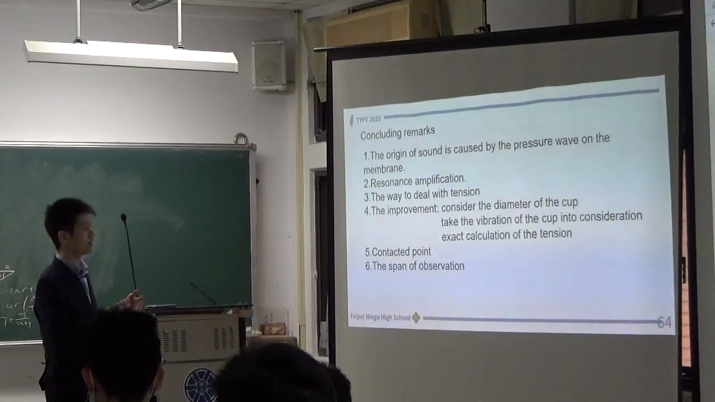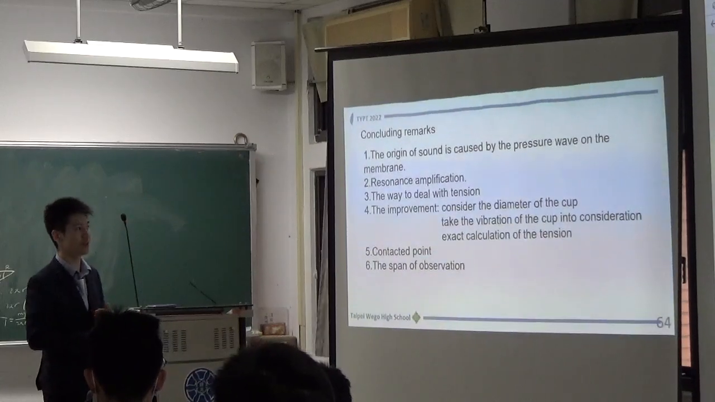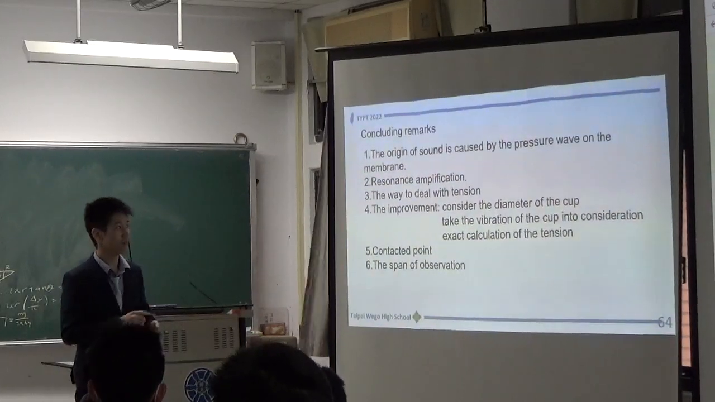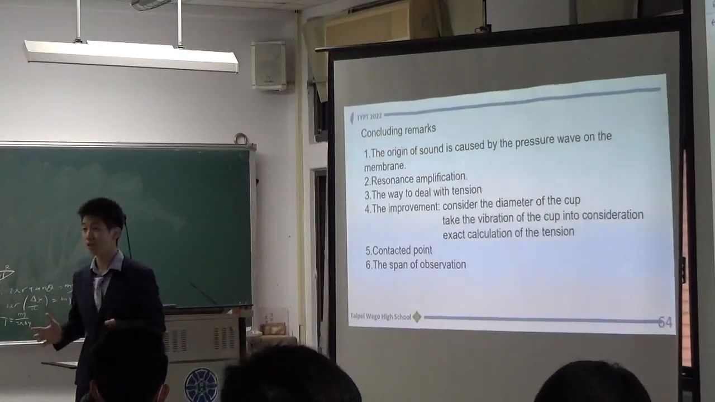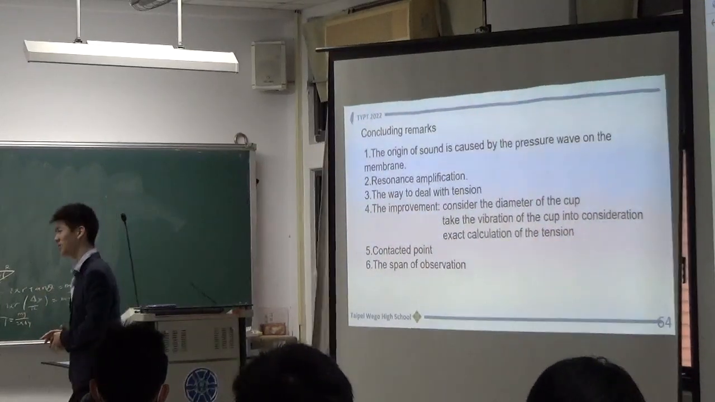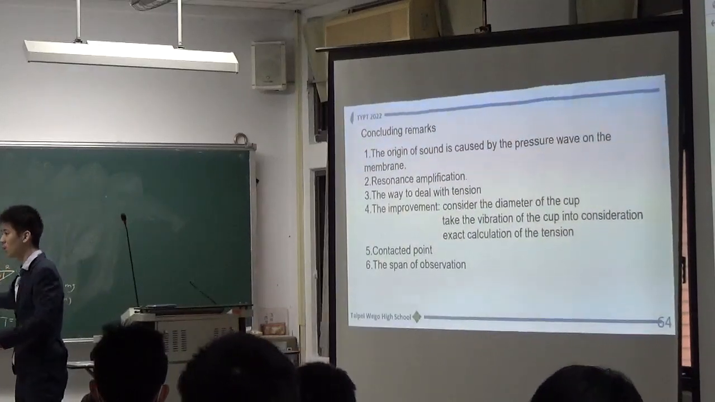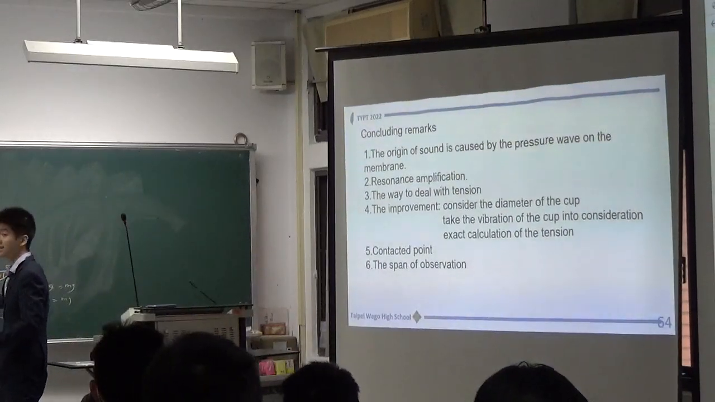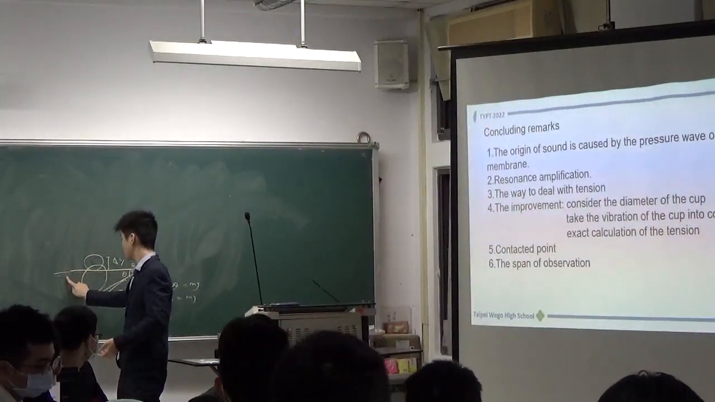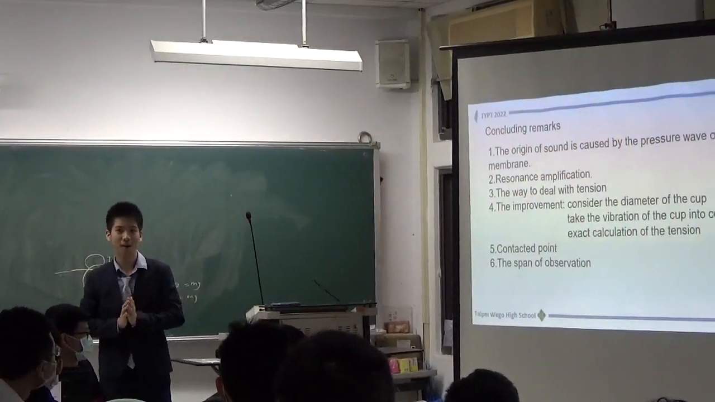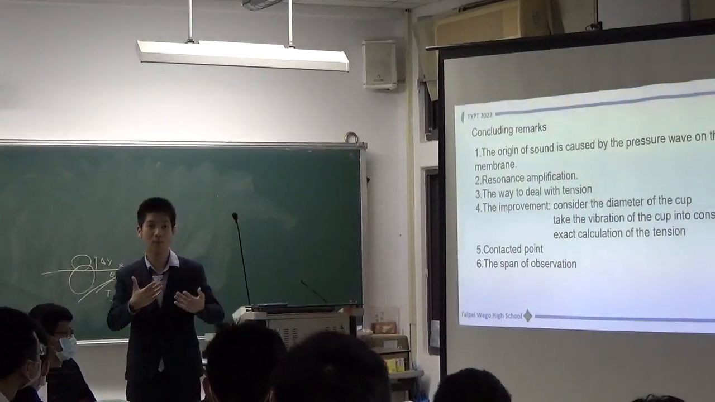So here's the third point we discussed before, which is the way to deal with tension. We think that might be a possibility to improve in the future. However, I think there are a few more points to consider. I believe that because the ball has contacting points, the angle here should not be a straight line. So it has a curve. So I believe that might be a possible improvement for both of us.